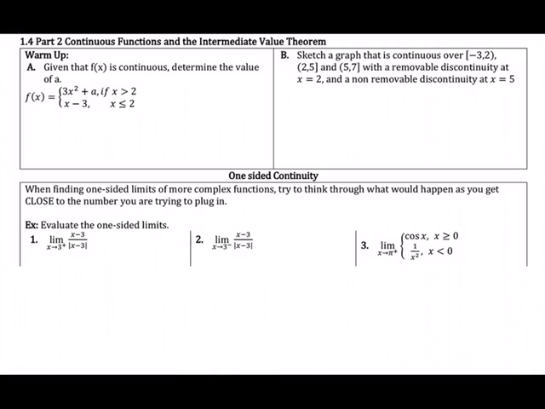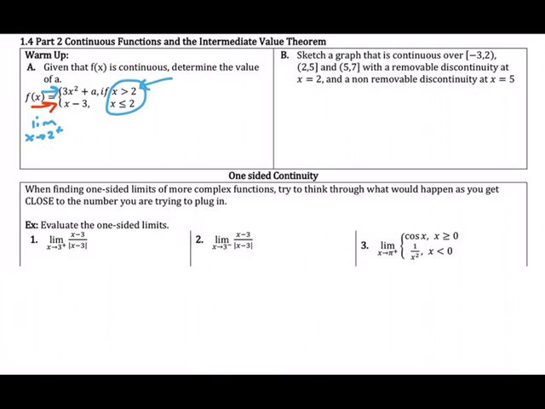For part A, it says, given that f of x is continuous, determine the value of a. Well, we know that if it's continuous, the value that we're interested in is x equals 2, because this first piece of the function is a quadratic, which is continuous everywhere, and the second piece of the function is a line, which is continuous everywhere. So what we're going to do is substitute 2 in to look at what's happening from the left and the right. The limit as x approaches 2 from the right would be this top piece, since it is when x is greater than 2.